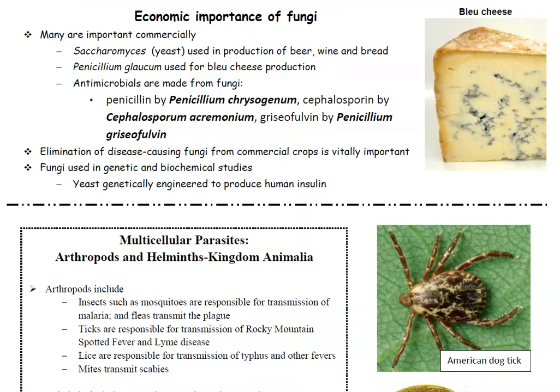Many fungi are important commercially for economics, money. Saccharomyces, which is a yeast, is used in the production of beer, wine, and bread. Penicillium glaucum is used for blue cheese production. Antimicrobials are made from fungi. Penicillin is made by Penicillium chrysogenum. Cephalosporin is made by Cephalosporium acremonium, and griseofulvin is made by Penicillium griseofulvum. Elimination of disease-causing fungi from commercial crops is vitally important. Fungi are used in genetic and biochemical studies, like yeast, which is genetically engineered to produce human insulin.